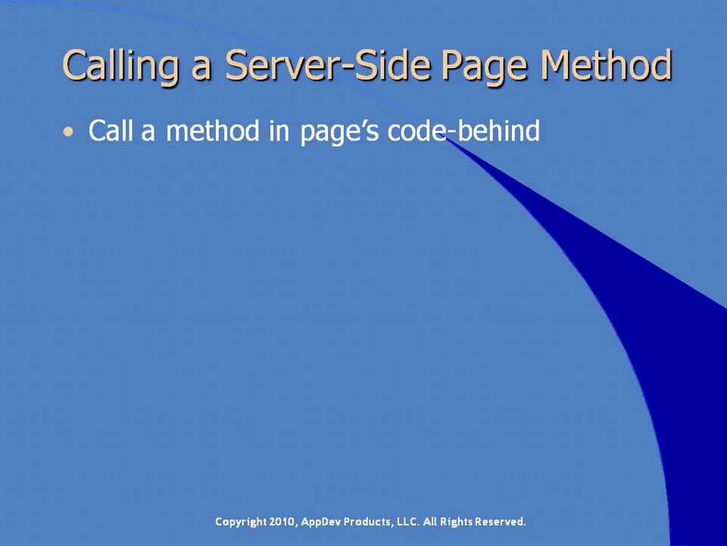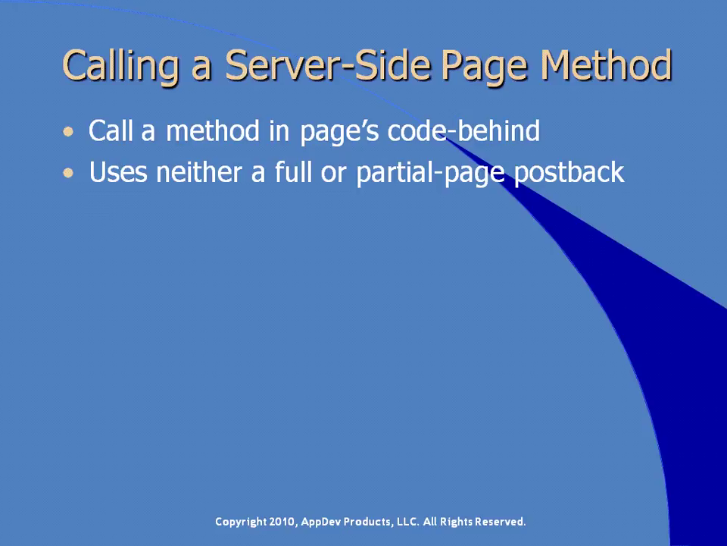One of the interesting things that you can do with client-side JavaScript using the AJAX client library is to call a page method from client code. This means that if you have an existing page with a server-side method, you can call the method directly from client-side JavaScript. And you can do it without either a full or partial page postback.